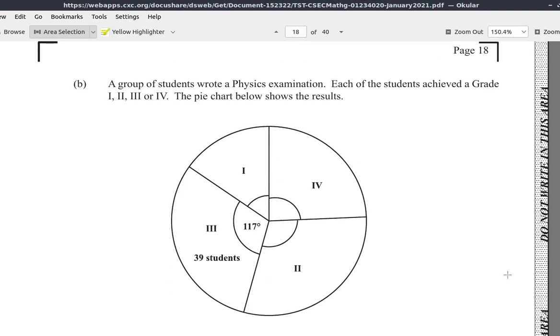We continue looking at question 5 from the January 2021 CSEC Mathematics past paper. We're at part B. A group of students wrote a physics examination. Each of the students achieved a grade of 1, 2, 3, or 4. So we have it here, grade 1, 2, 3, or 4. The pie chart below shows the result.